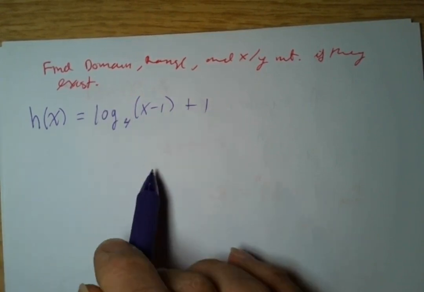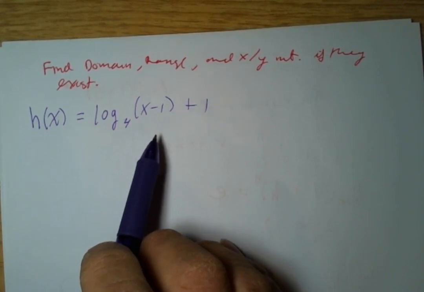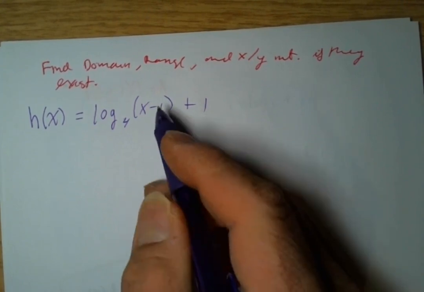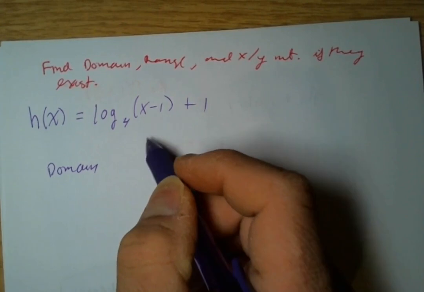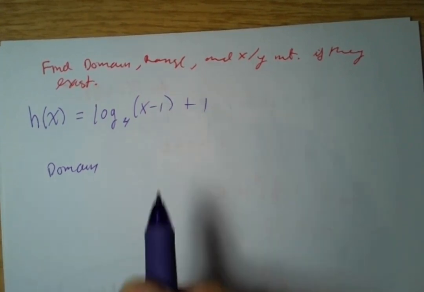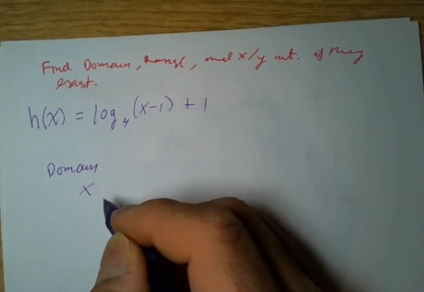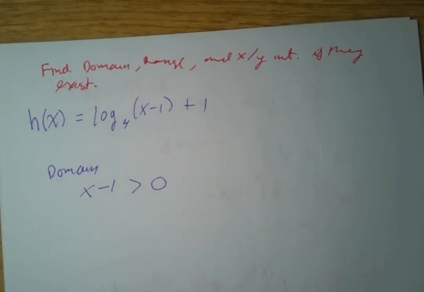So with a logarithm, for the domain we know that we cannot take the logarithm of a negative or a zero value. So for the domain, I always want to start with looking at what is inside the logarithm, the argument of our logarithmic function, and take that expression and solve the inequality that it is greater than 0. And so x minus 1 must be a positive number, so it should be greater than 0.